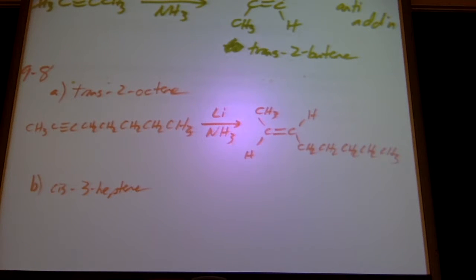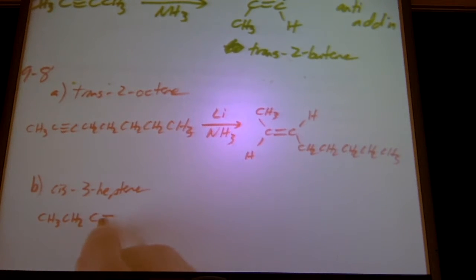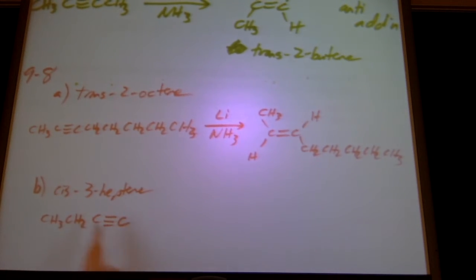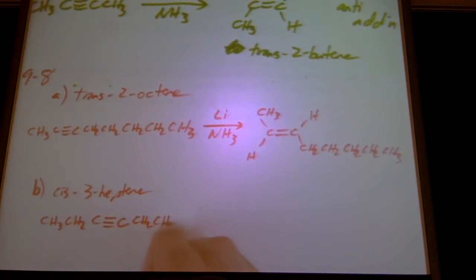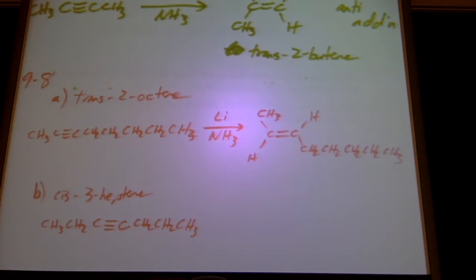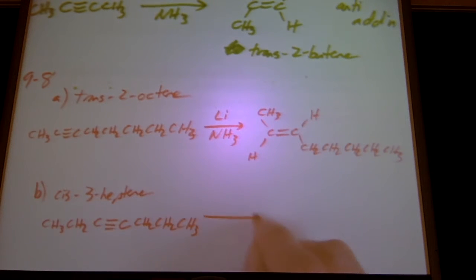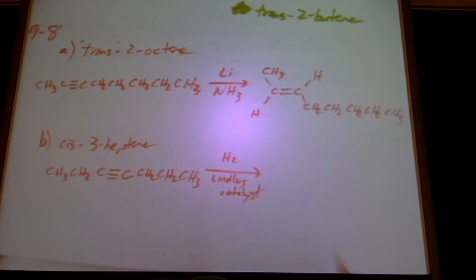Cis-3-heptene. So again, it's hept, 7 carbons. I know I'm going to start with an alkyne, so I'm going to put my triple bond at 3. That's 1, 2, 3, 4. I need 3 more carbons. Now I want cis, that means I want my hydrogens to add to the same side. I want to undergo syn addition. So in this case, I'd use H2 and Lindlar's catalyst.